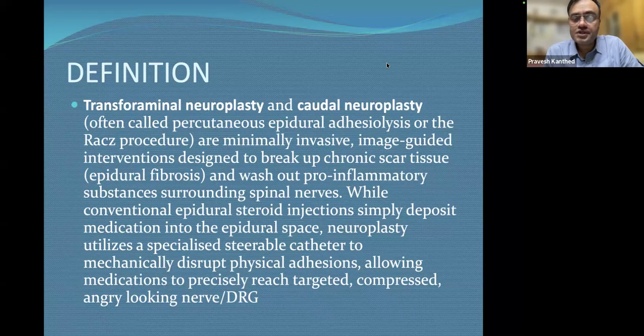that is the epidural fibrosis, and wash out pro-inflammatory substances surrounding the spinal nerves. Now, what is the difference between a conventional epidural steroid injection and a neuroplasty? In the conventional epidural steroid injection, we simply deposit the medication into the epidural space, whereas in neuroplasty, we utilize a specialized steerable catheter to mechanically disrupt physical adhesions, allowing medications to precisely reach targeted, compressed, what I call an angry looking swollen nerve root or a dorsal root ganglion.